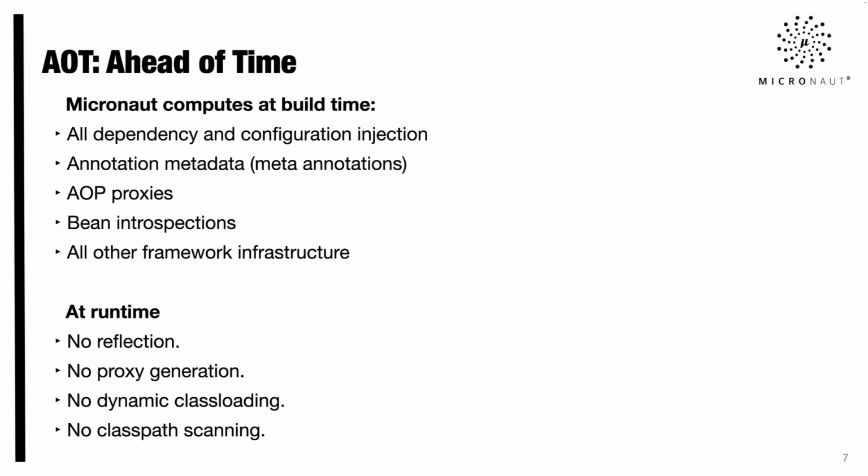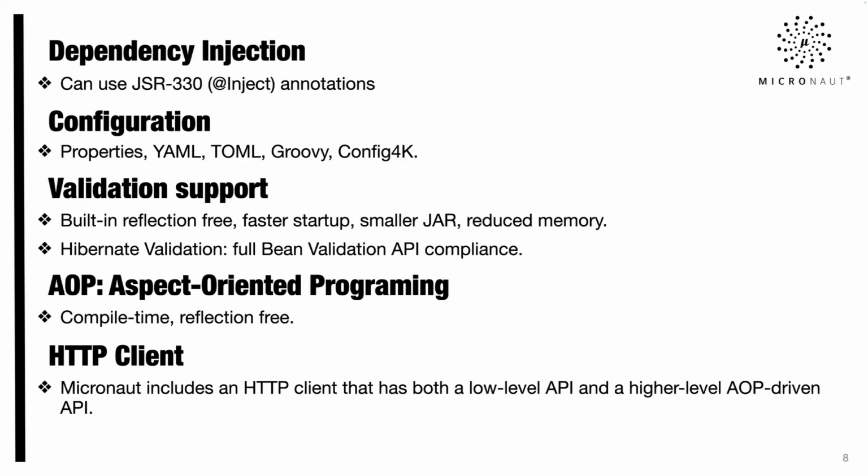As I was saying, the idea of Micronaut is that we generate at build time as much as possible. So we generate annotation metadata and AOP proxies. When you use something like @Transactional in your method because you are using persistence, that AOP around advice, we generate extra information at compilation time, bean introspection, etc. And at runtime, we don't do any reflection, no proxy generation, no dynamic class loading, no classpath scanning.